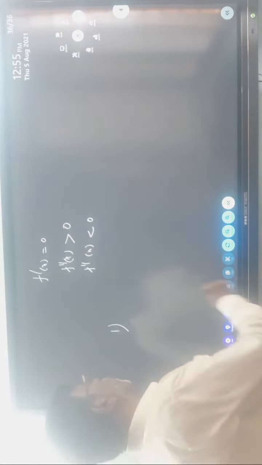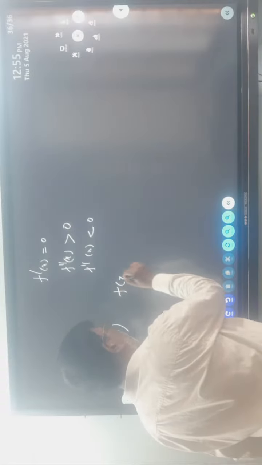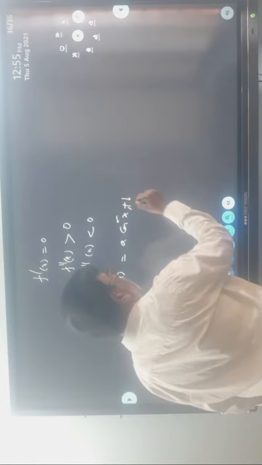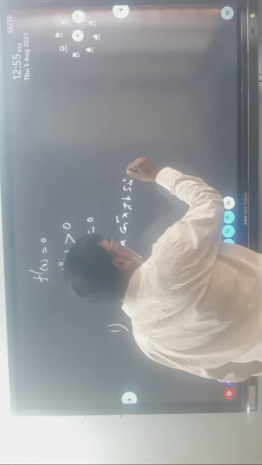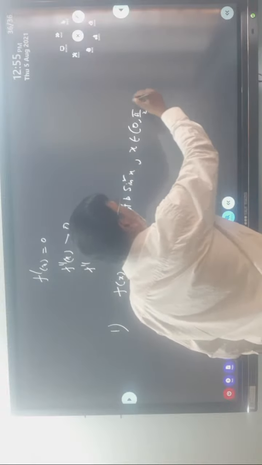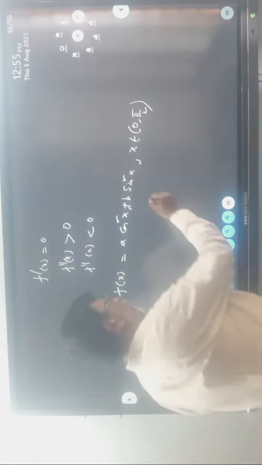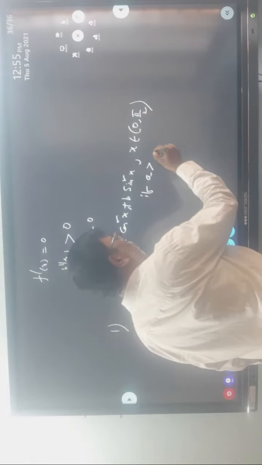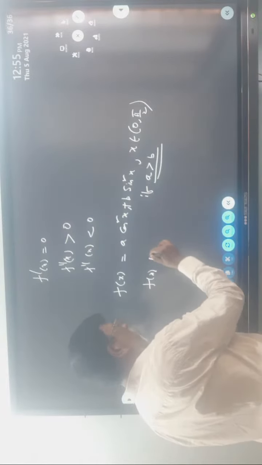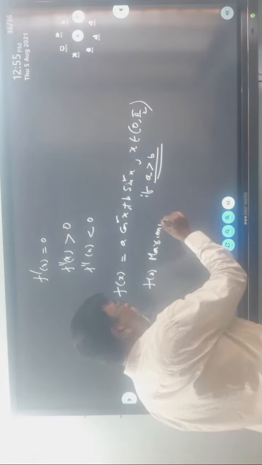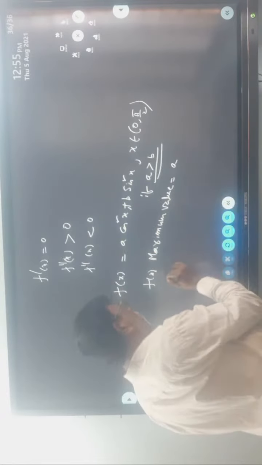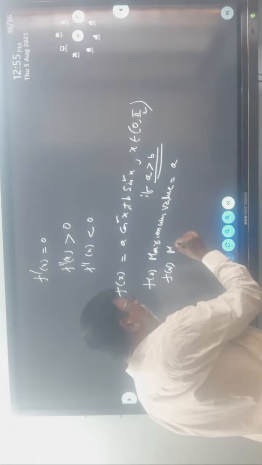Suppose f of x is given like this: f of x equals a cos square x plus b sin square x, where x belongs to 0 to pi by 2. If a is greater than 0 and a is greater than b, immediately we can say that the maximum value of f of x is a, and the minimum value of f of x is b.